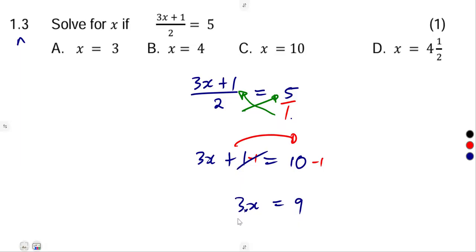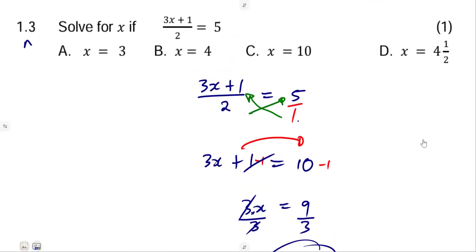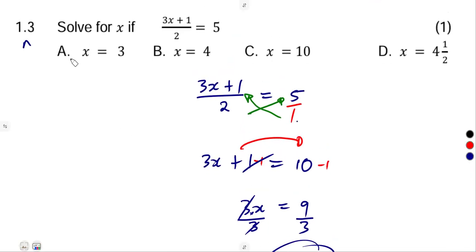So how do we get rid of that 3? Divide by 3 on both sides of the equation. So x was going to be what? X was going to give us a 3. And that's the correct answer. There is 3, which is on A.